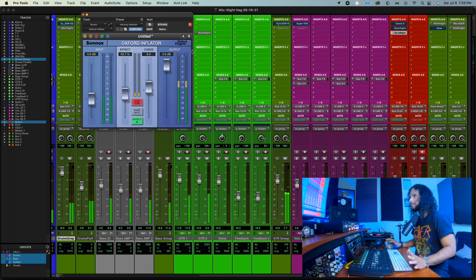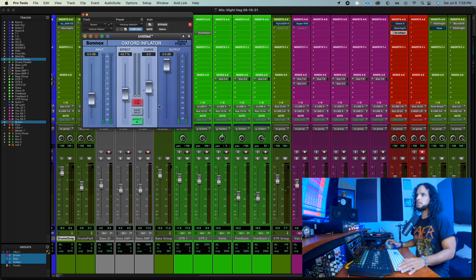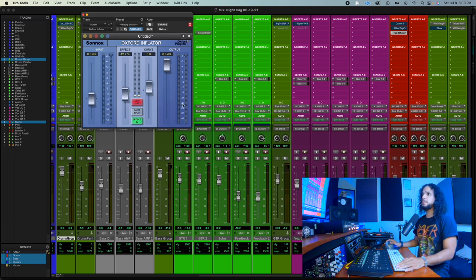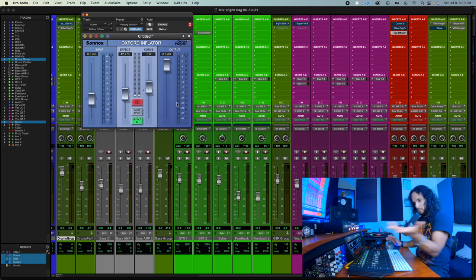Okay, now is the band split. What is a band split? For example, it's like a, well, let me see. The band splitting is the process of splitting into three frequency bands, to avoid intermodulation distortion. Okay, what does that mean?